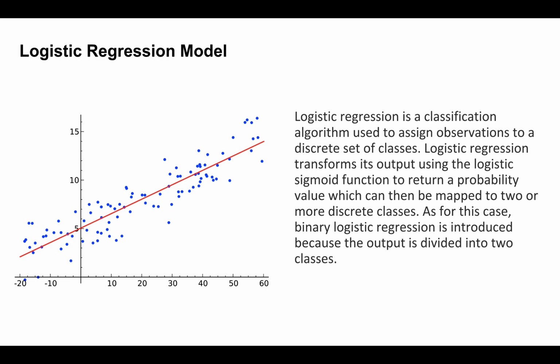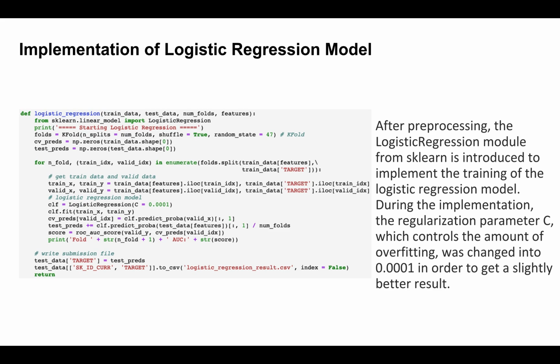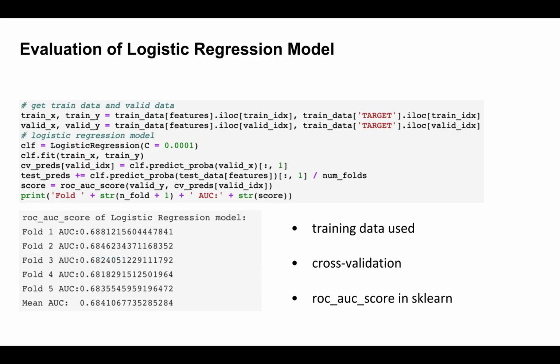As for this case, binary logistic regression is introduced because the output is divided into 2 classes. After preprocessing, the logistic regression module from scikit-learn is introduced to implement the training of the logistic regression model. During the implementation, the regularization parameter C, which controls the amount of overfitting, was changed to 0.0001 in order to get a slightly better result. After the training, the trained model can be used to make predictions.